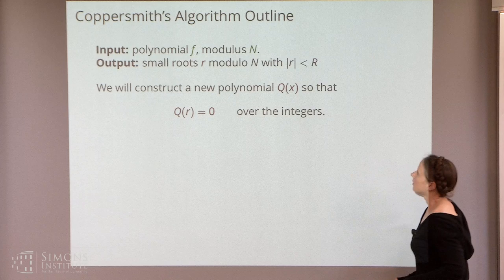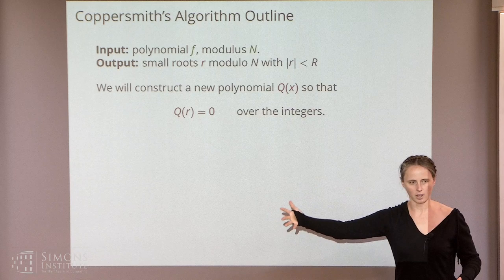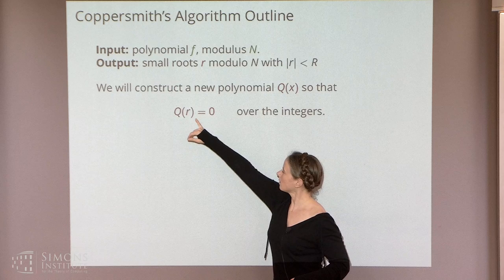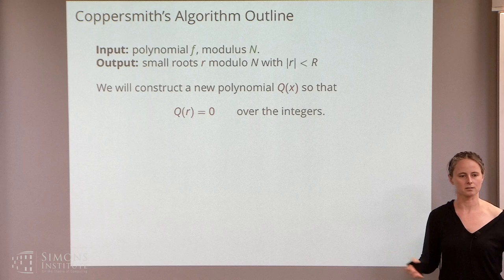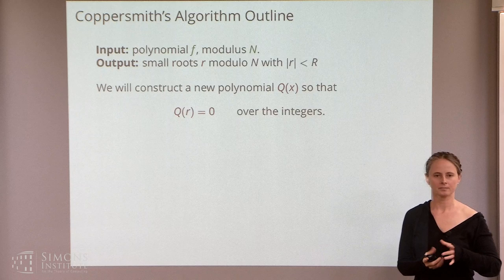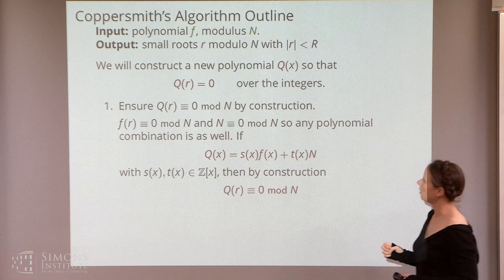The way that this algorithm works is by constructing an auxiliary polynomial, which I'm going to call Q of X, so that any root that is a solution here is a root over the integers. Then we can just factor this polynomial, find its integer roots, check whether they satisfy this, and output the ones that do. That is our general program that we're going to try to do. Okay, so this has kind of two steps.